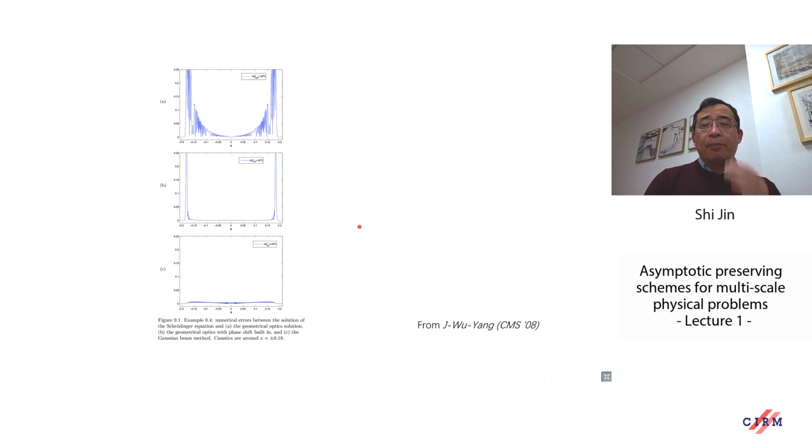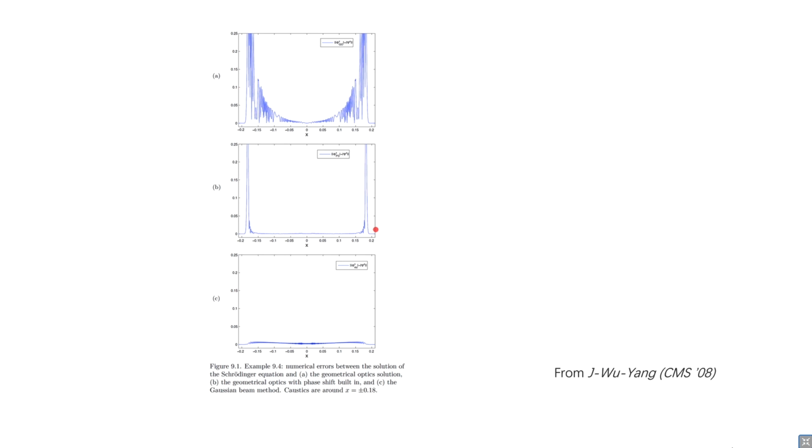And here's a comparison of numerical results. Here's the solution of the Schrodinger equation, which is highly oscillatory. If you use standard geometric optics, you get nice accuracy here, but around caustics you get very bad accuracy. But if you use the Gaussian beam, you get a uniformly accurate solution, even around caustics. Okay.